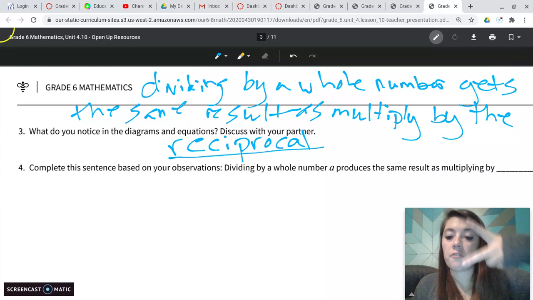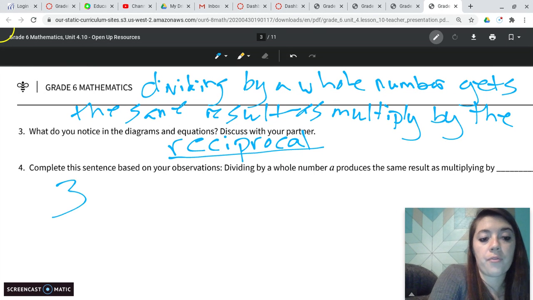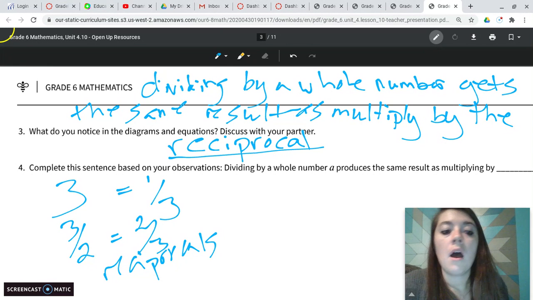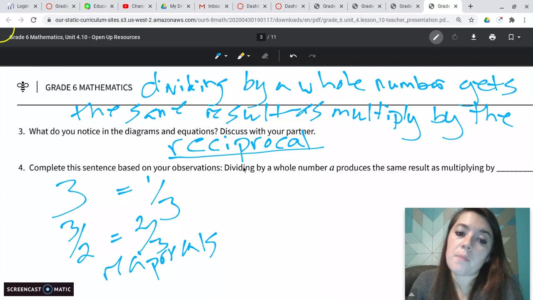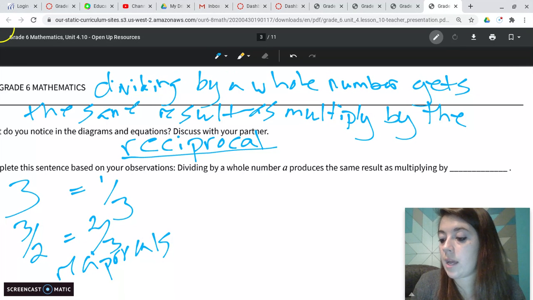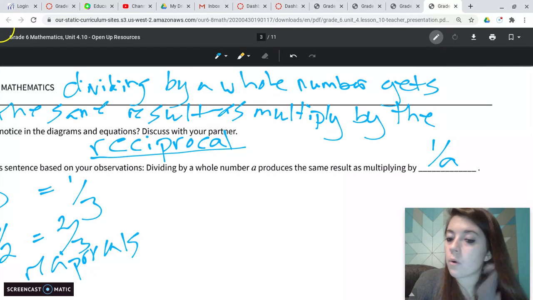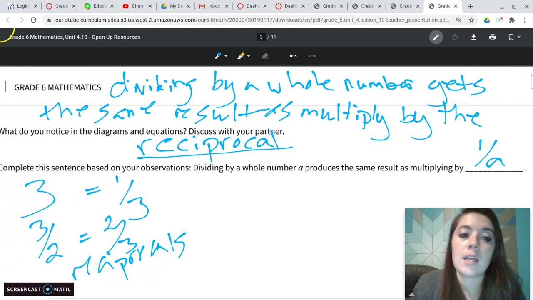Reciprocal just means the flip of a fraction. So if we have 3, its reciprocal is 1/3. If we have 3 halves, its reciprocal is 2/3. So these are reciprocals. So your keyword is reciprocal. All right, so for number 4, complete this sentence based on your observations. Dividing by a whole number A produces the same result as multiplying by 1 over A, its reciprocal. So depending on what your whole number is, we used A, it gives the same result as multiplying by 1 over A. So this can be helpful in solving.